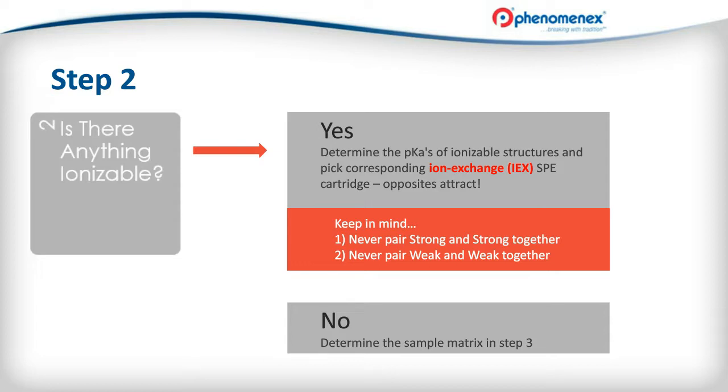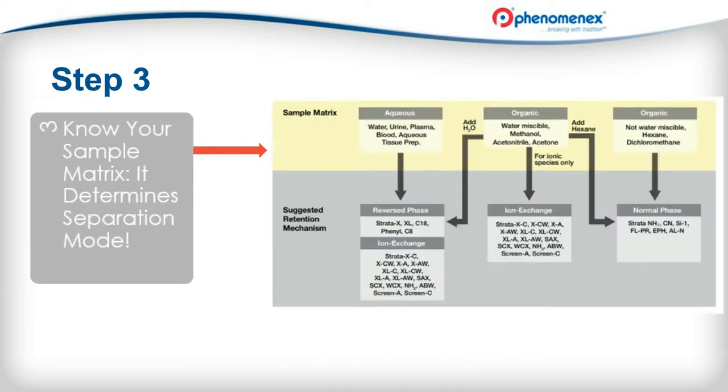If for some reason we don't have something that's ionizable, then we're going to be left performing either a reverse phase application or a normal phase application. This relates back to what I said before, in that your sample matrix will determine the separation mode. If we have a water immiscible sample, we're probably going to be doing some type of normal phase, and if we have a water miscible sample, we're probably going to opt for more of a reverse phase approach.